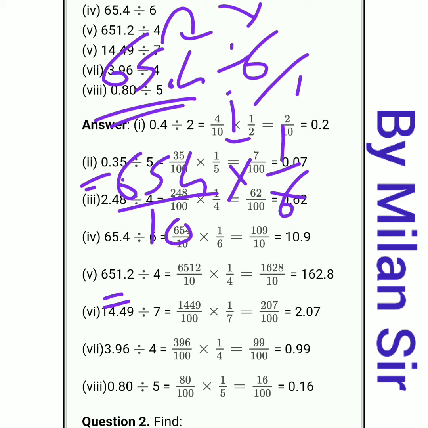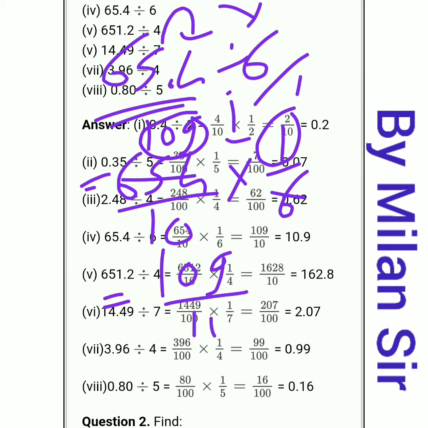Then we can cut this, 109. 109 ones are 109, divided by 10. In the denominator we have only 10, so in the numerator before one digit we need to put a decimal point, so before 9 we need to put the decimal point, so our answer is 10.9.